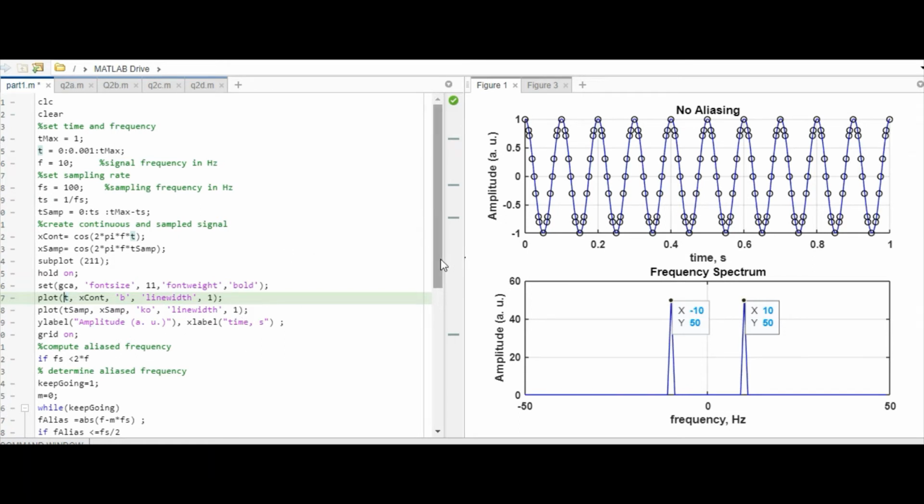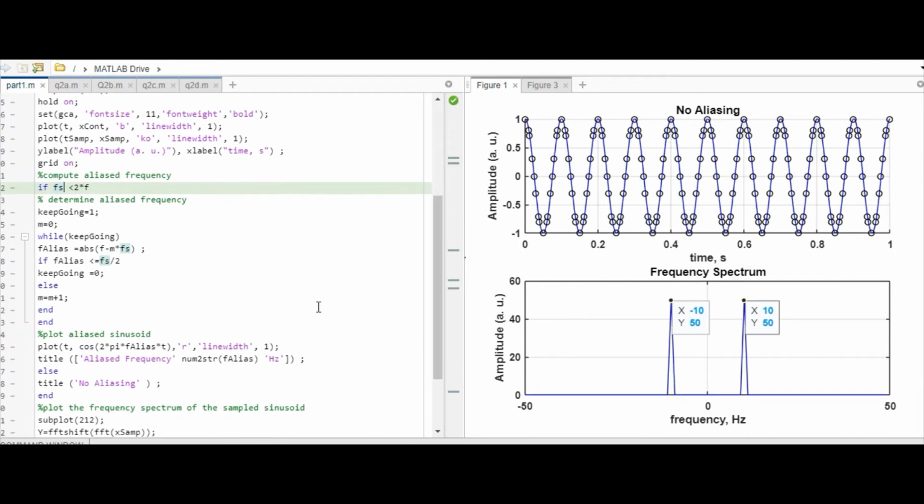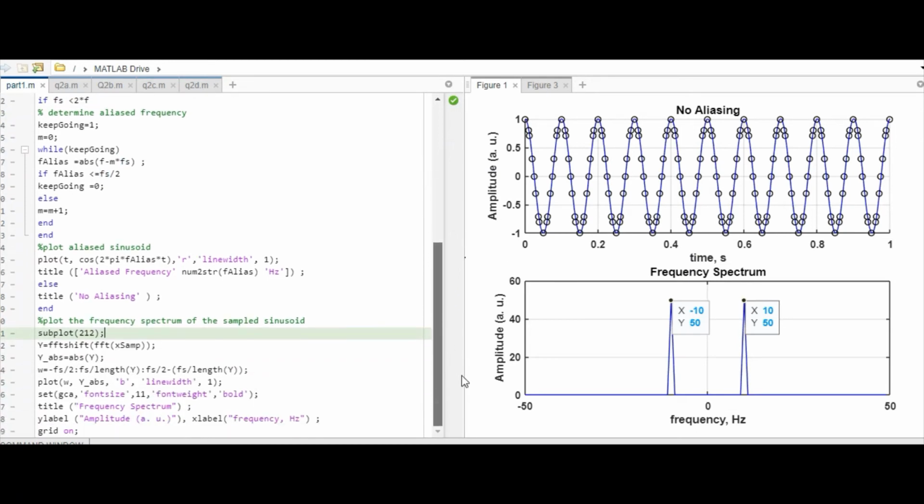Now, if Fs is lesser than 2 times F, it determines whether the sampling is aliased frequency or not aliased. So if yes, it will produce the aliased frequency, and if it is greater than 2 times F, which means it is not, then it will create the not aliased frequency. Now we are using subplot 212 to plot the frequency spectrum. We are using the FFT spectrum and so on.